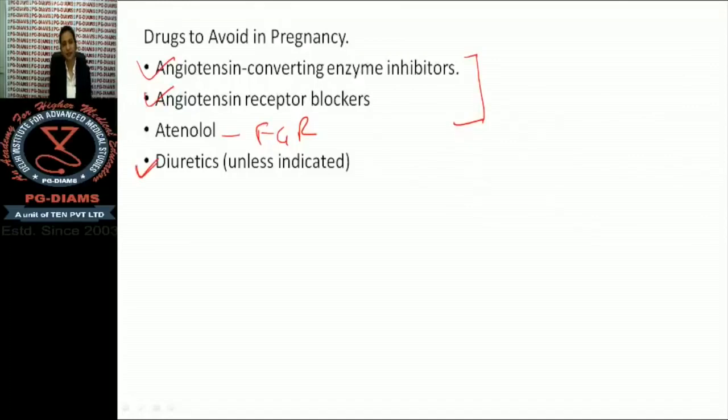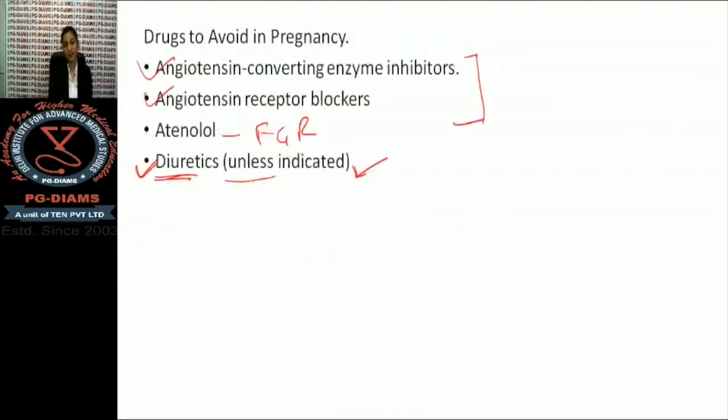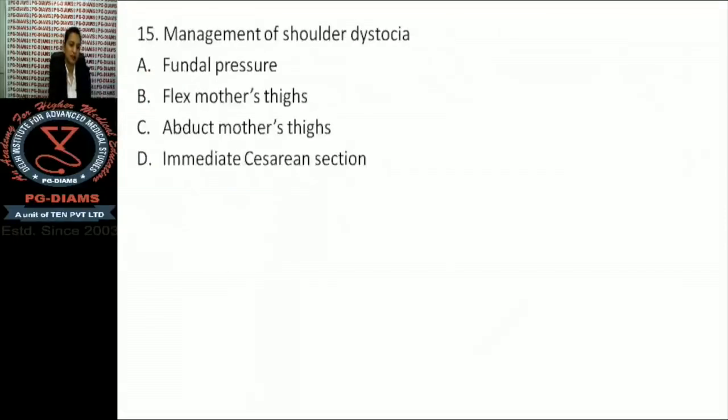Diuretics, now you have to be cautious while using diuretics. Diuretics can be used in pregnancy if they are indicated. Suppose you have pulmonary edema, you're definitely going to use diuretics. But for hypertension, if you're using diuretics, you have to be cautious. So basically this is not contraindicated. You have to know the indication that you're using it for. Don't use diuretics for simple hypertension in pregnancy. It can cause uteroplacental insufficiency by decreasing maternal blood volume. So your answer here is atenolol.